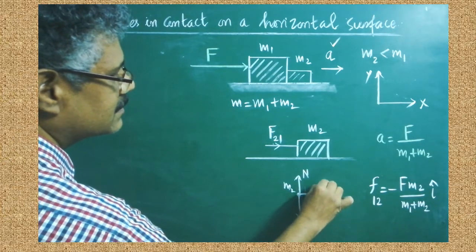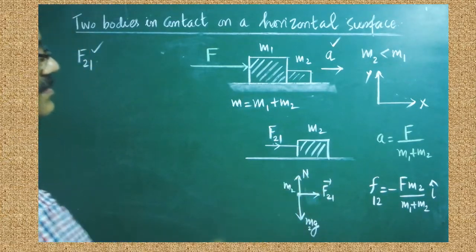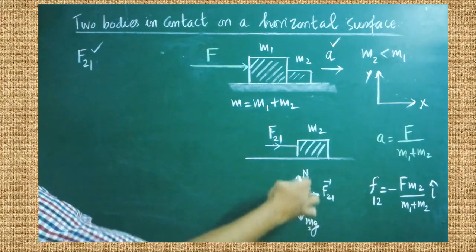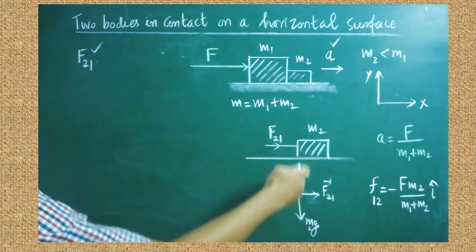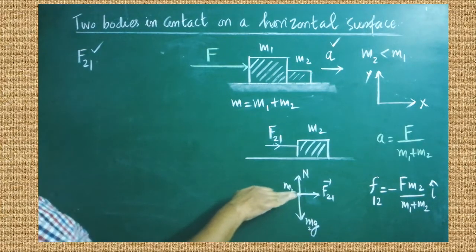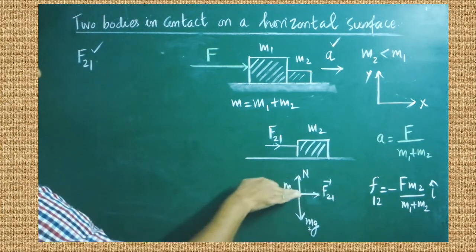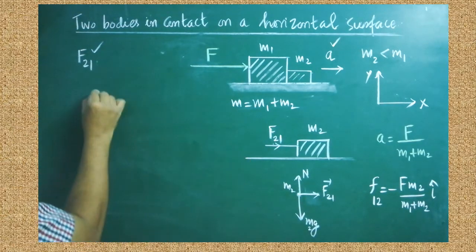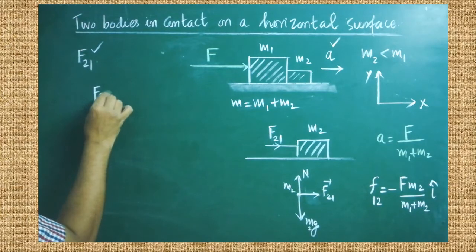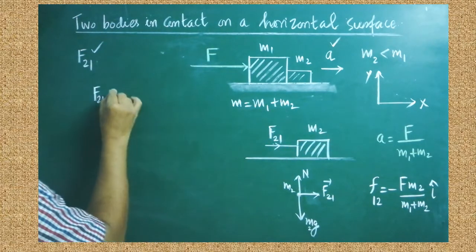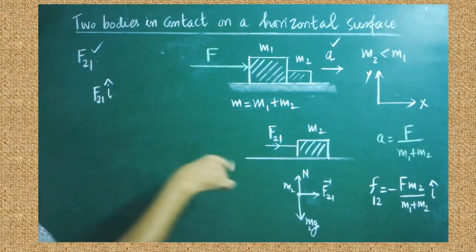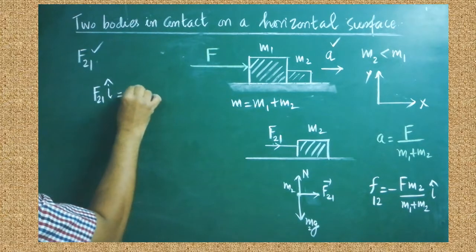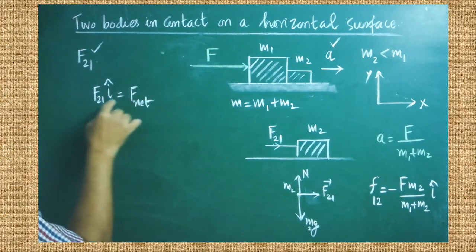This is the vector. This is the only force which is acting in this direction. Since the two equal and opposite forces are acting in the vertical direction, there is no movement of the mass along the y direction, but there is a movement of the mass along the x direction. First you write this one. In which direction is this acting? F21 is acting along the positive x direction. Is there any other force? No. Therefore, the net force is nothing but F21 i cap.